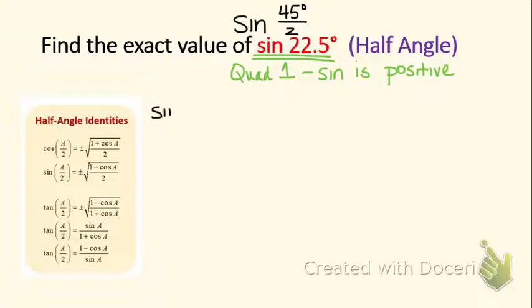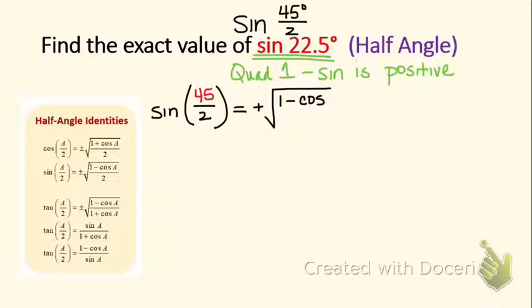So I have the sine of 45 over 2, and that equals positive, so it's not plus or minus, it's positive because we're in quadrant 1. And then that identity says that we take 1 minus the cosine. So even though we're trying to find the sine, the identity tells us to take 1 minus the cosine of the angle that we're dividing in half. So that would be 45 degrees. That's all over 2.